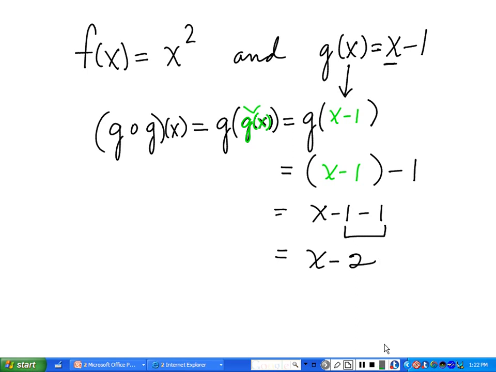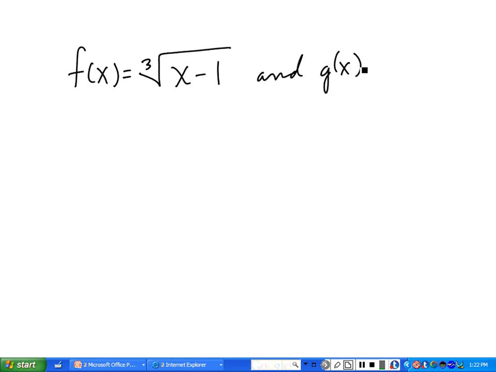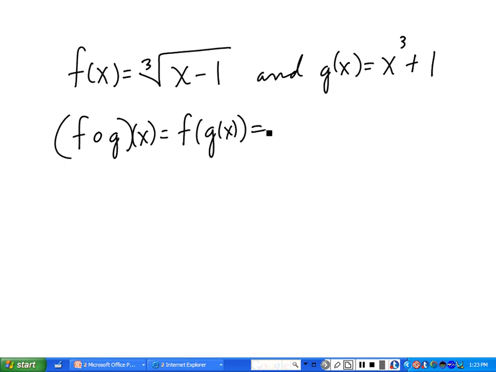Let's do one more example. Let's say that f of x equals the cube root of x minus 1, and g of x equals x cubed plus 1. Let's first do f of g of x. Let's make g of x blue again to color code it. We should put x cubed plus 1 inside the parentheses.